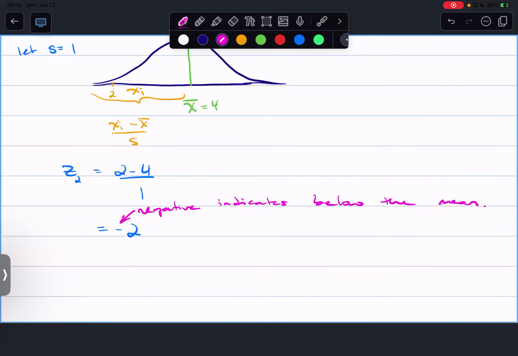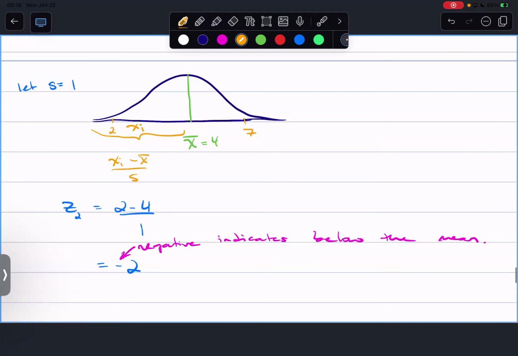Whereas on the flip side, if I have an observation of, I don't know, maybe something more fun, 7, whoa. Then Z for 7 is going to be 7 minus 4 divided by 1, which is going to be +3, which indicates that it's above the mean. So 3 standard deviations above the mean.